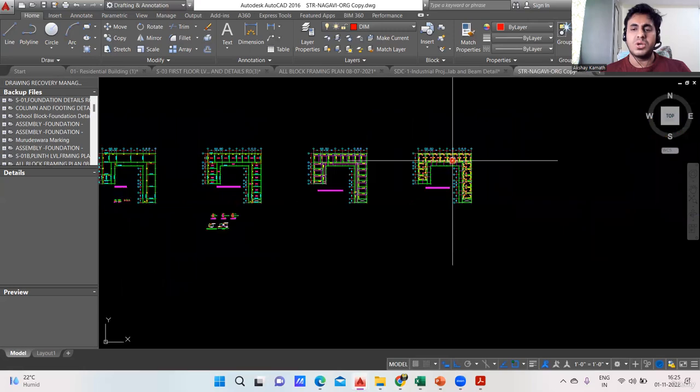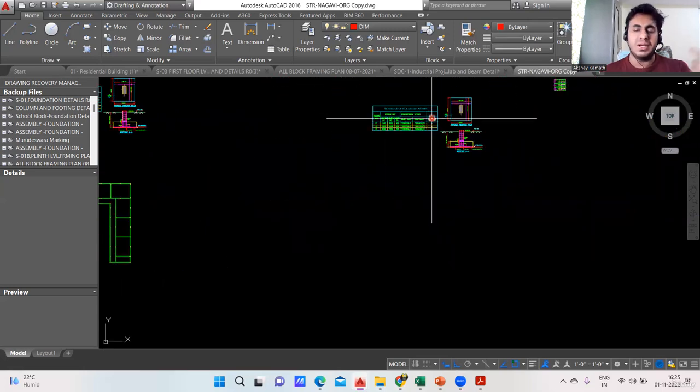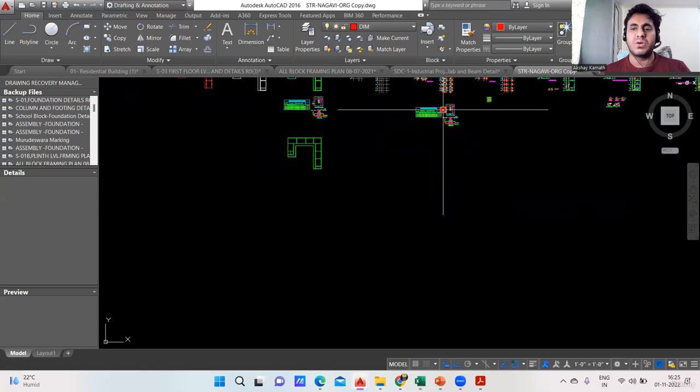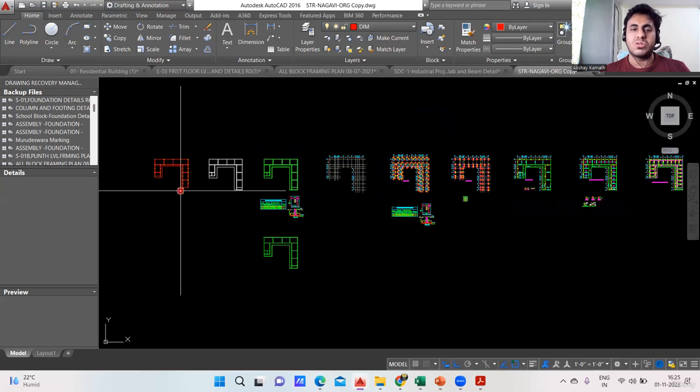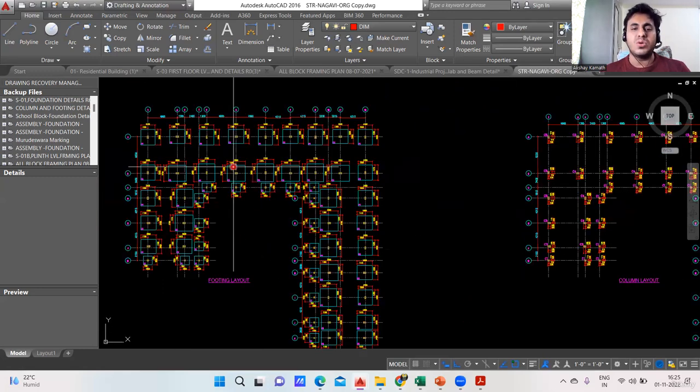Okay. So in this way, you can do the complete estimation of the building, whatever is given. You can do the complete quantity takeoff for the entire building. So these are the projects; I've shown you a lot of projects here. I'll attach this project also so that you can have practice on this project. You just practice it and you can send me the answers.